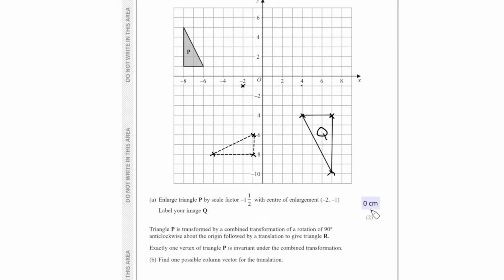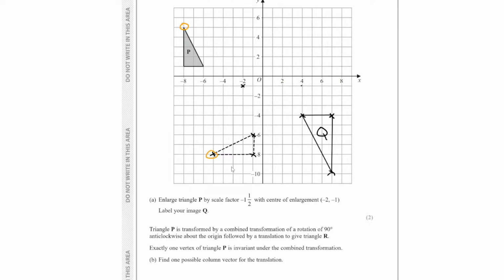And then they've said they've translated it. That means moving it up and down, left and right, to the point where one of the corners wouldn't have moved. So you can just pick a corner. I think I picked this one. Did I pick that one? Yeah, you could pick that one. I mean, you could pick any of them, right? That one was the same as this one, wasn't it?